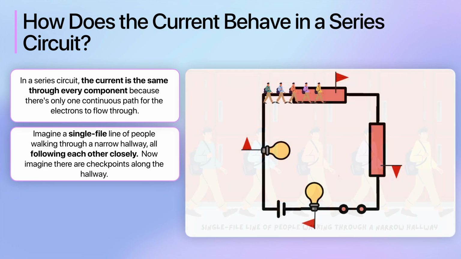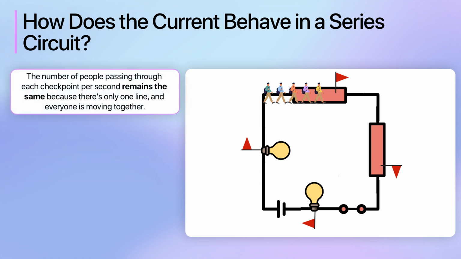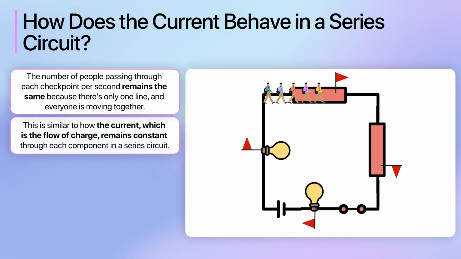Now imagine there are checkpoints representing components in the circuit along the hallway. Every person, representing electrons, must pass through each checkpoint one after the other. The number of people passing through each checkpoint per second remains the same because there's only one line and everyone is moving together. This is similar to how the current, which is the flow of charge, remains constant through each component in a series circuit.